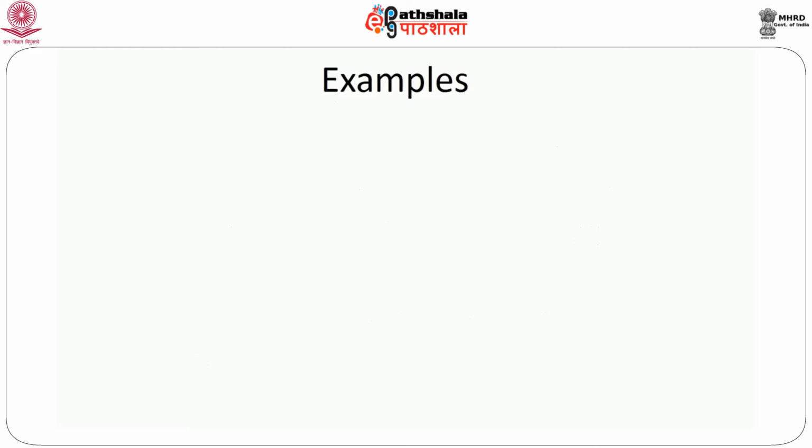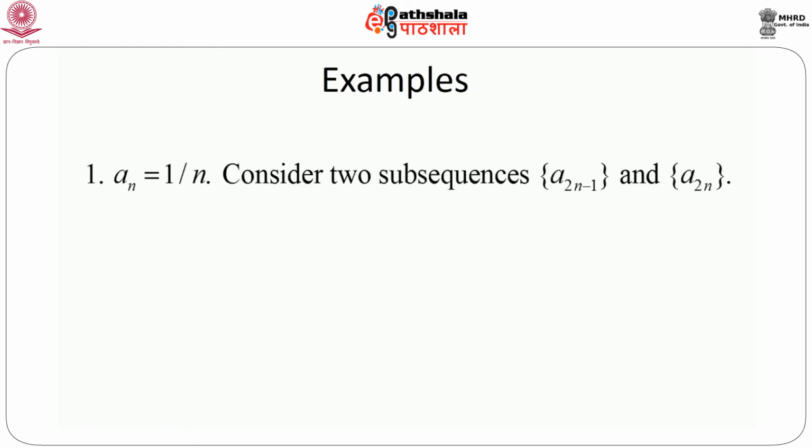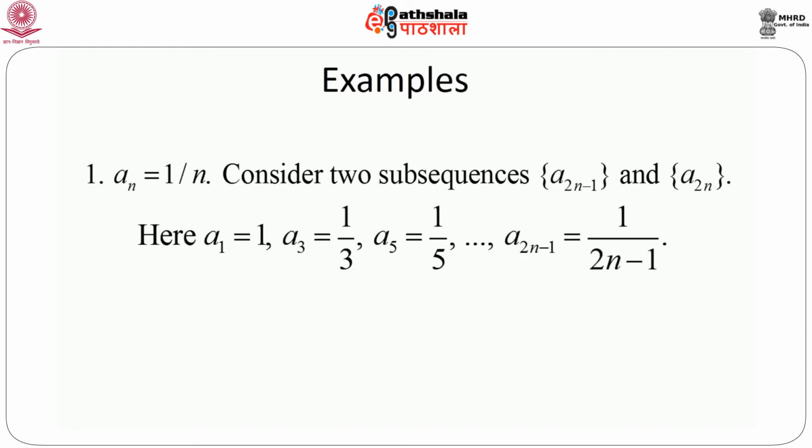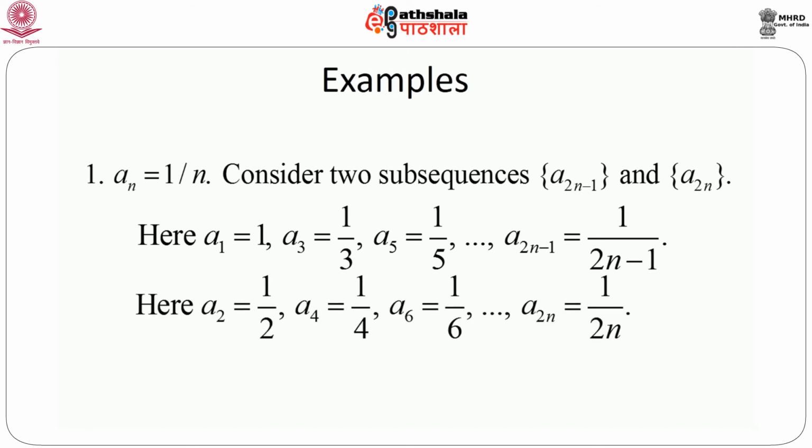First, through examples. Consider the first sequence that I have considered in today's talk, a_n equals 1 by n. Now consider two subsequences. One is a_{2n-1}, another is a_{2n}. That means the first subsequence consists of all the odd numbers of n, and the second subsequence corresponds to all even numbers of n. So the first subsequence means a_1 equals 1, then a_3 is 1 by 3, a_5 is 1 by 5, and so on. a_{2n-1} would be equal to 1 by (2n-1), and the second subsequence a_2 equals 1 by 2, a_4 equals 1 by 4, a_6 is 1 by 6, and so on. a_{2n} is 1 by 2n.